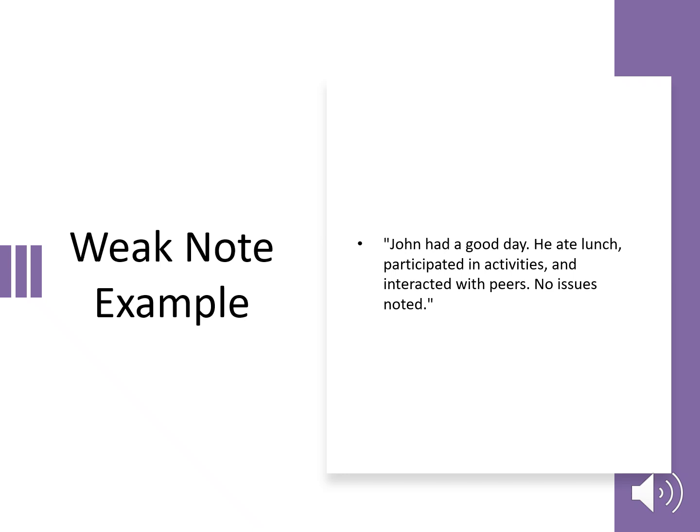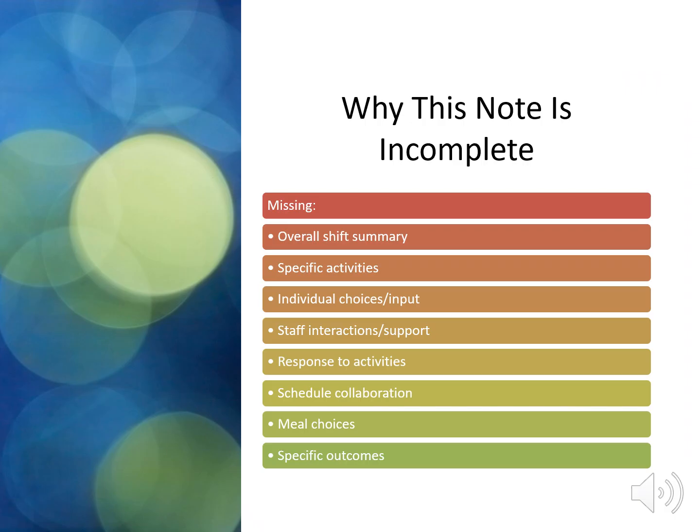Weak note example: John had a good day. He ate lunch, participated in activities, and interacted with peers. No issues noted. Why this note is incomplete: missing overall shift summary, specific activities, individual choice input, staff interactions, support to activities, schedule collaboration, meal choices, specific outcomes.